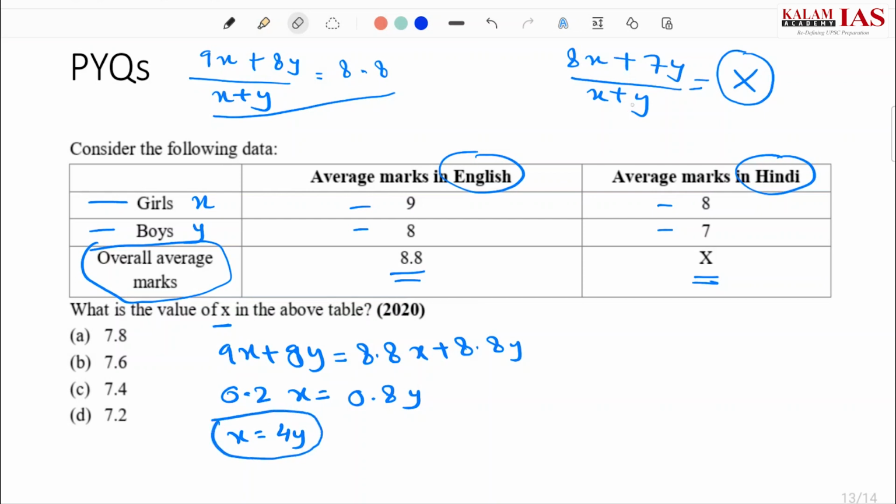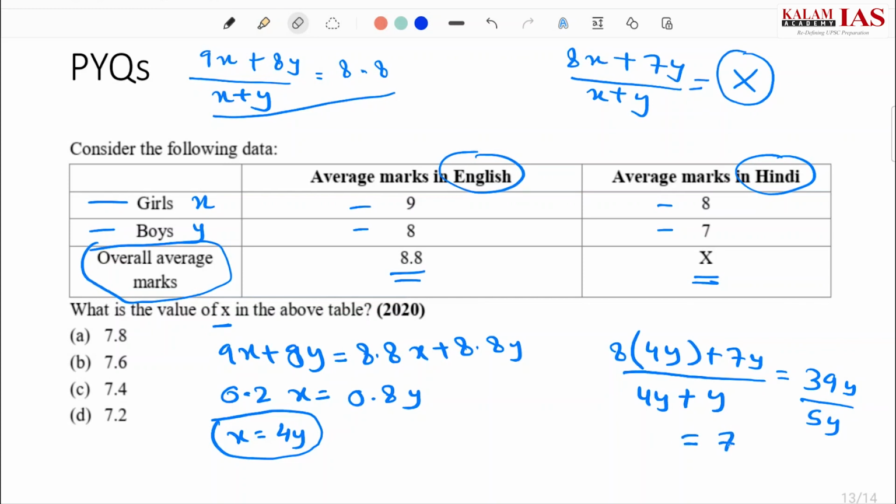Now let's substitute this relation into the second equation for Hindi. Substituting the values, we get 8 into the value of x, that is 4y, plus 7y, divided by 4y plus y, equals 32y plus 7y, that is 39y divided by 5y. On solving this, we get the value as 7.8. So the value of x is 7.8, that is option A.